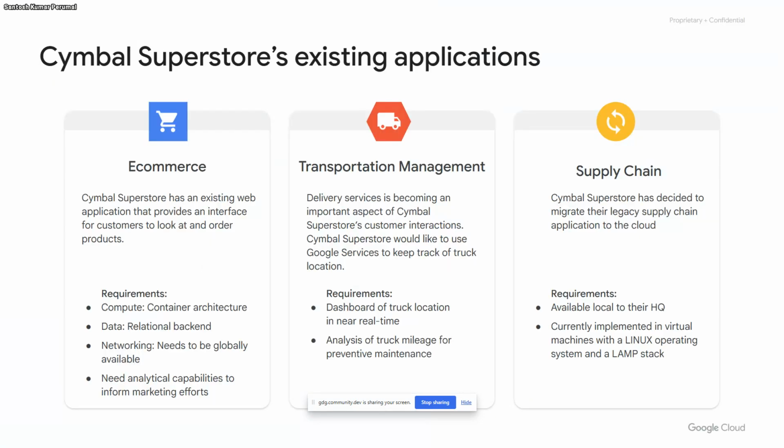So let's see, Symbol Superstore existing application. So e-commerce. Symbol Superstore is an existing web application that provides an interface for customers to look at and order products. So the requirement is compute, container architecture, data relational backend, networking needs to be globally available, and need analytics capabilities to inform marketing efforts.